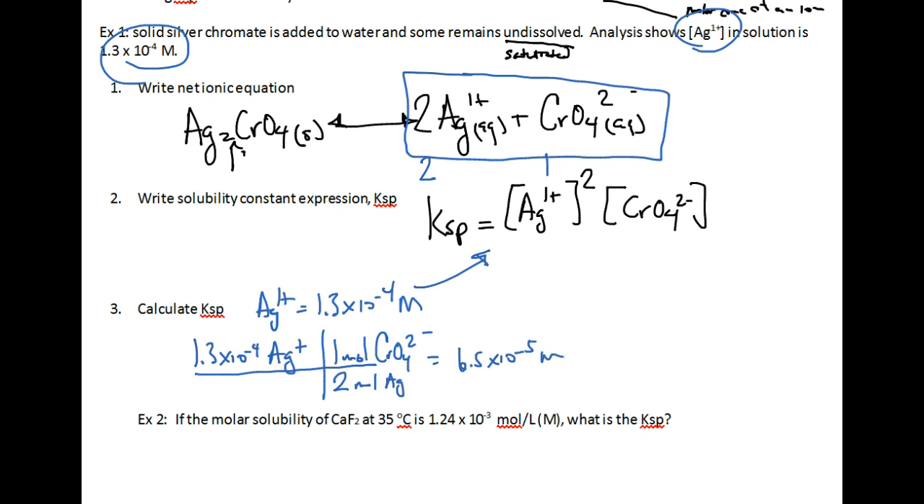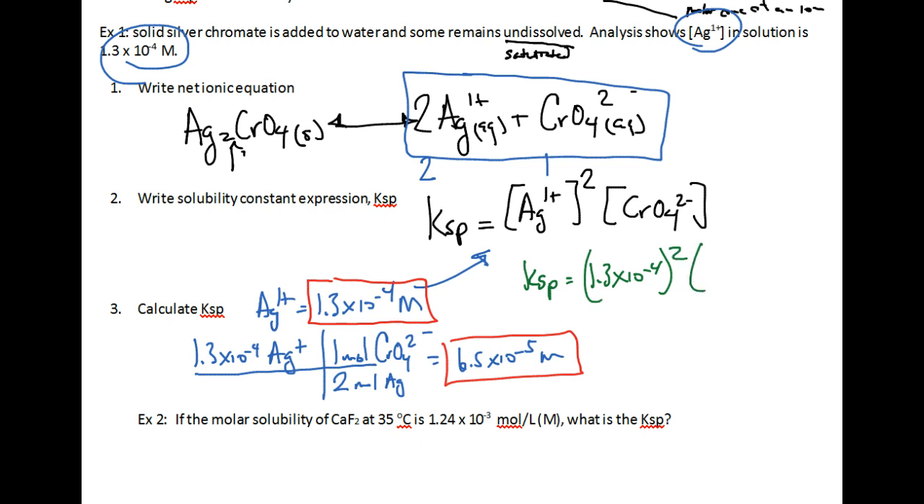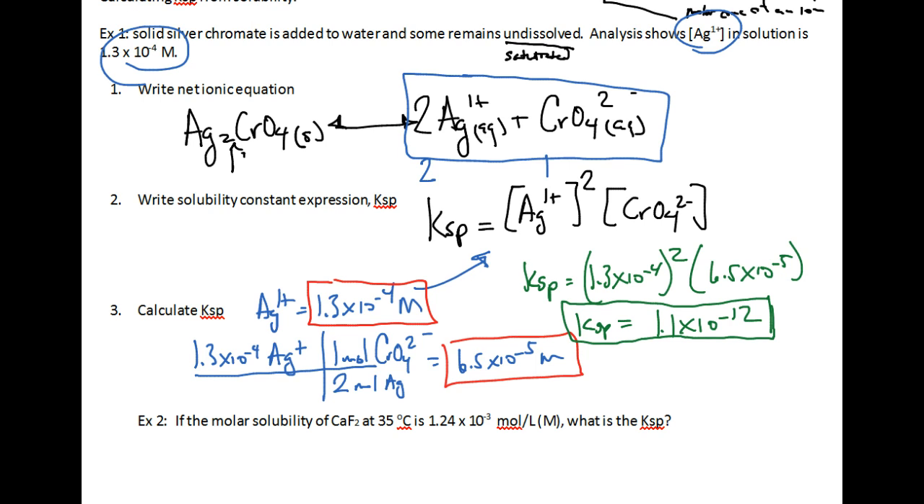So now we're going to plug those 2 values into the Ksp expression. We have our value for silver, we have our value for the chromate. Ksp is equal to our silver, 1.3 times 10 to the negative fourth, squared, multiplied by 6.5 times 10 to the negative fifth. And so our Ksp value for this silver chromate at this temperature is going to be 1.1 times 10 to the negative 12th. And that's a pretty small number, and so that tells us that silver chromate is very insoluble. That equilibrium is going to lie heavily to the left.